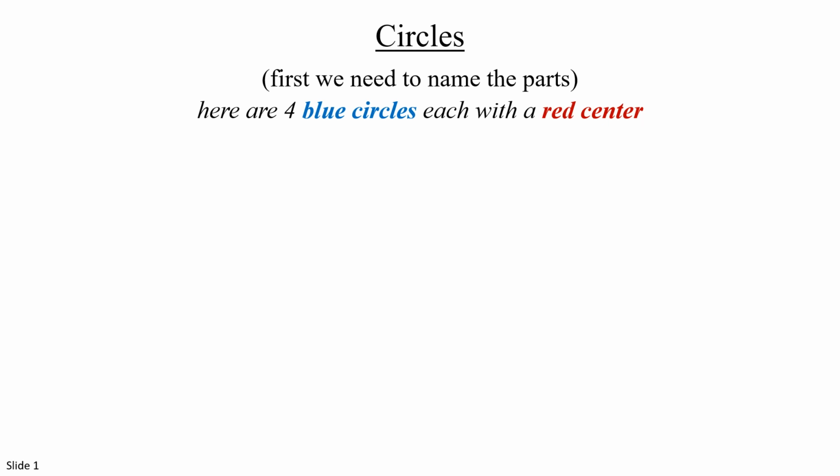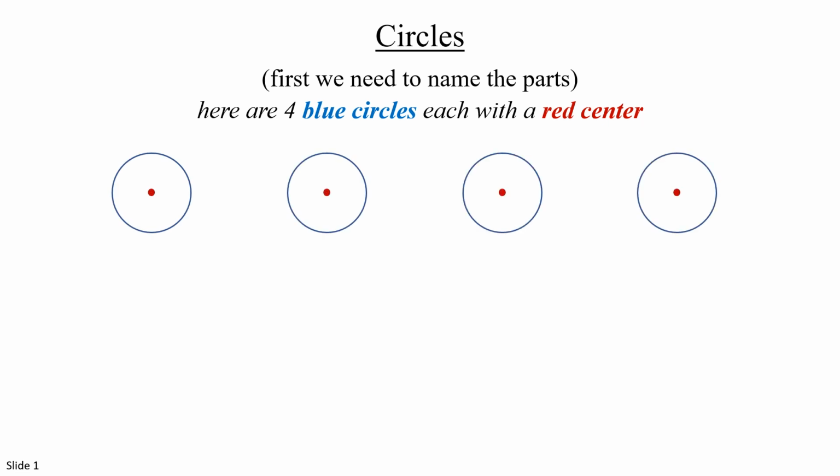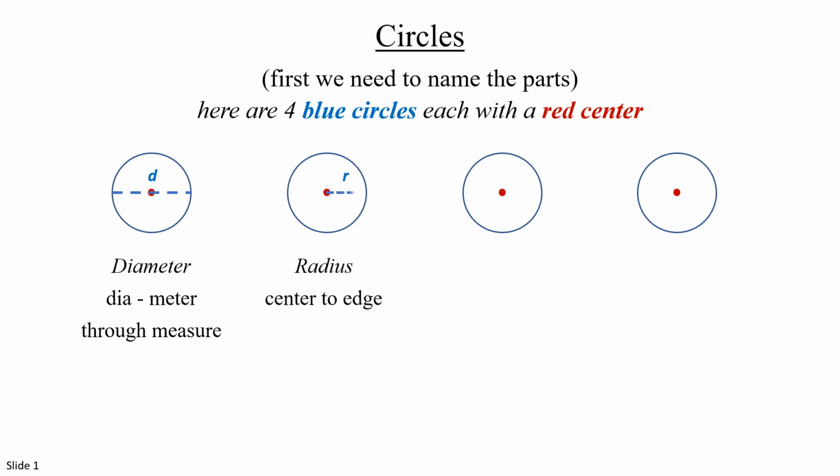First, we need to name the parts. Here are 4 blue circles with a red center. So diameter, or through measure, goes all the way across through the center. The radius is from center to edge.